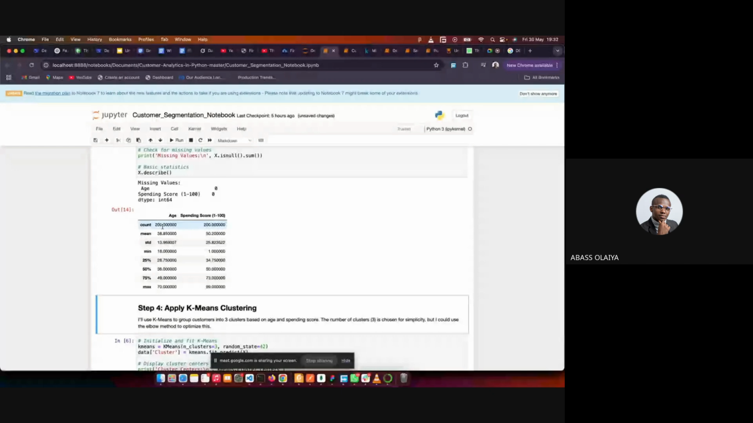The mean age is 38.85. The mean spending score is 50.2. Then the standard deviation, the minimum, the 25th percentile, the 50th percentile, the 75th percentile, and the maximum. So do we understand what I mean by percentiles?